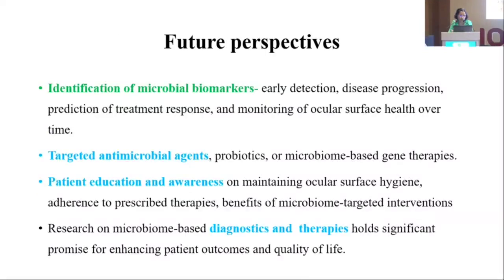The future holds promise for this, because you may have some microbial biomarkers to detect and to treat, with microbiome targeted therapies for limbal stem cell deficiency. It may help in patient education and awareness on how the disease is progressing or what therapies are having an effect on the microbiome. Research on microbiome based diagnostics and therapies holds significant promise for enhancing patient outcomes and quality of life. Thank you.